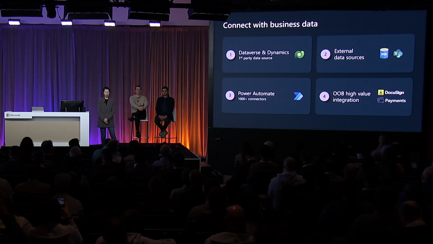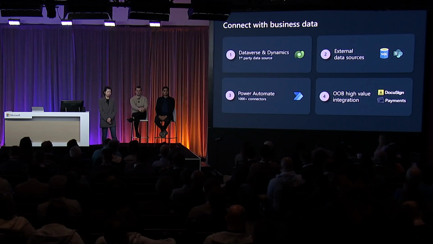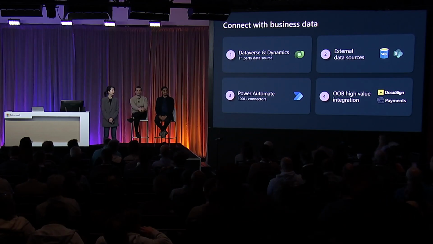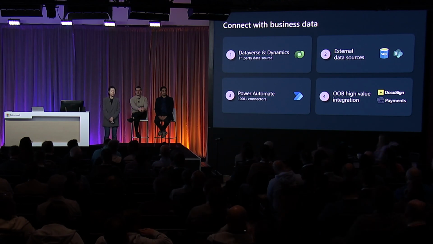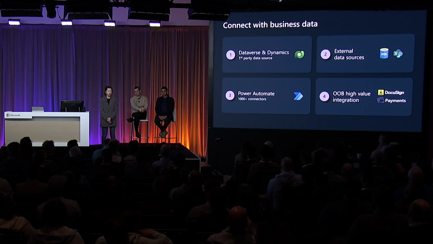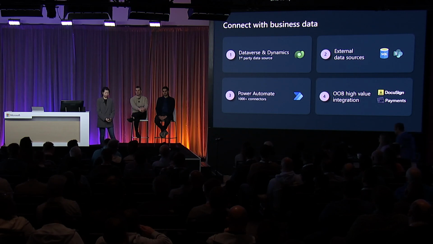With virtual tables, you can connect to your line of business data from Power Pages. Number 3 is Power Automate. Power Automate offers over 1,000 connectors, and you can invoke and connect to any of these connectors from Power Pages. And number 4, Power Pages is also offering high-value integrations to accelerate development. Let's do a deep dive on 2, 3, and 4, which are the new data connectivity options in Power Pages.